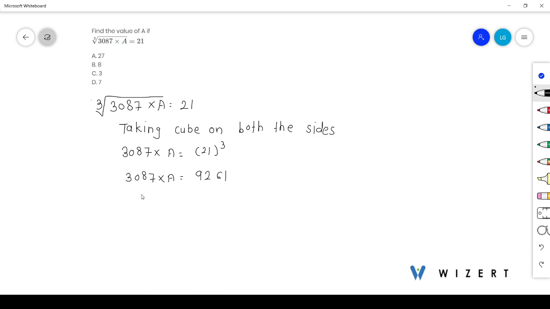9261. Now divide both the sides by 3087. We get 9261. A equals to 9261 divided by 3087. So after dividing this, we get A equals to 3. So our correct option is option C, which is 3.